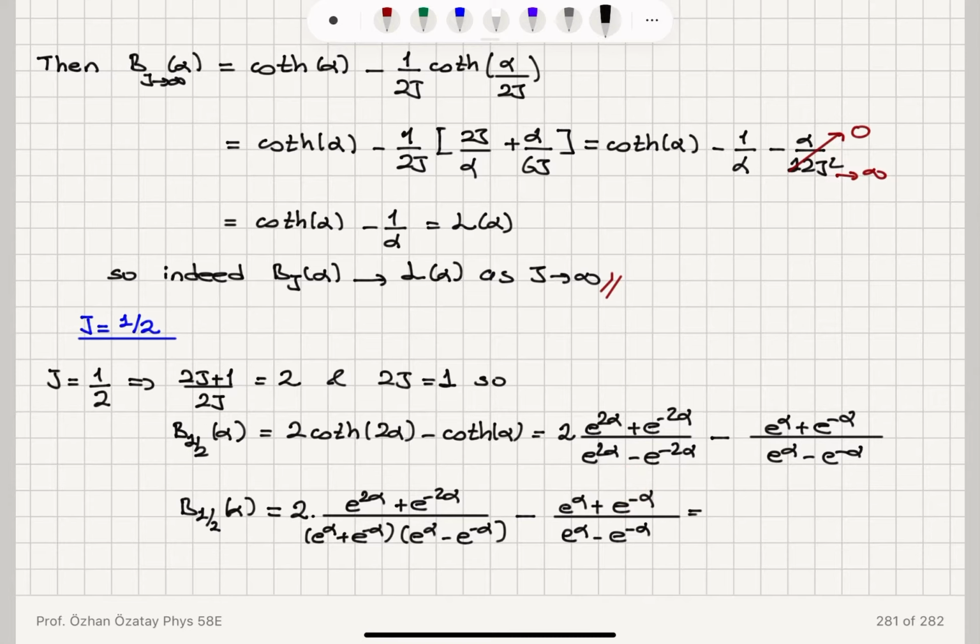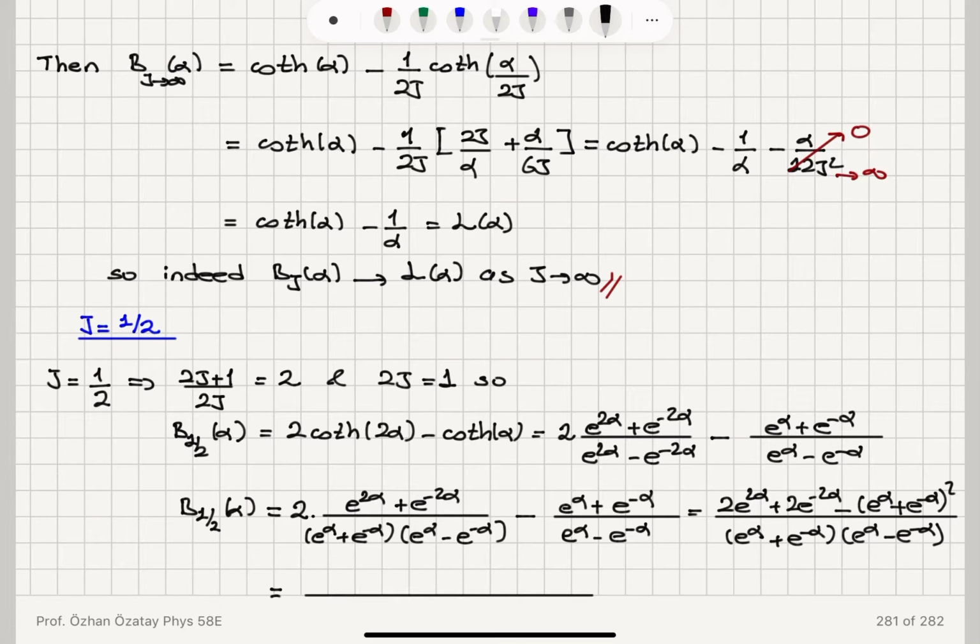So I will obtain, writing these two terms with a common denominator, 2e to the 2 alpha plus 2e to the minus 2 alpha minus (e to the alpha plus e to the minus alpha) squared, over (e to the alpha plus e to the minus alpha)(e to the alpha minus e to the minus alpha). Okay, so now, if I expand this square term, let's see what this means. So 2e to the 2 alpha plus 2e to the minus 2 alpha. I already had these two terms.